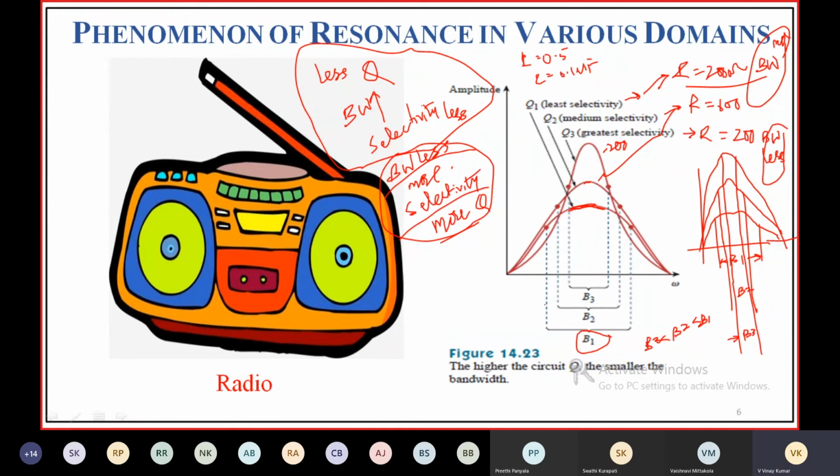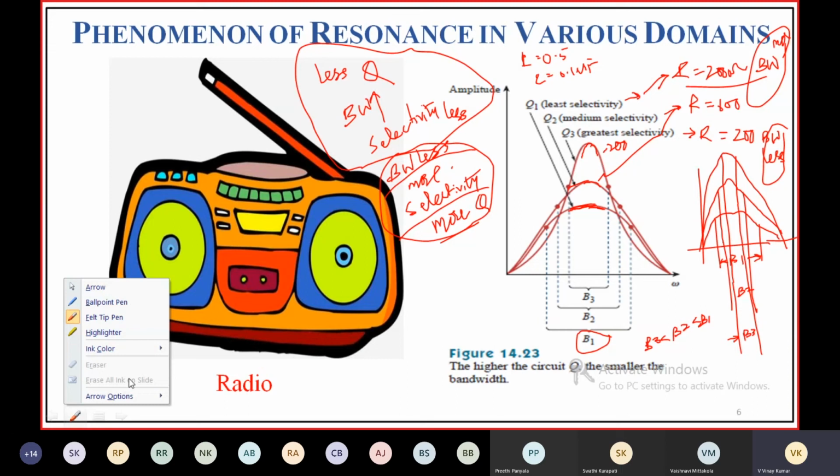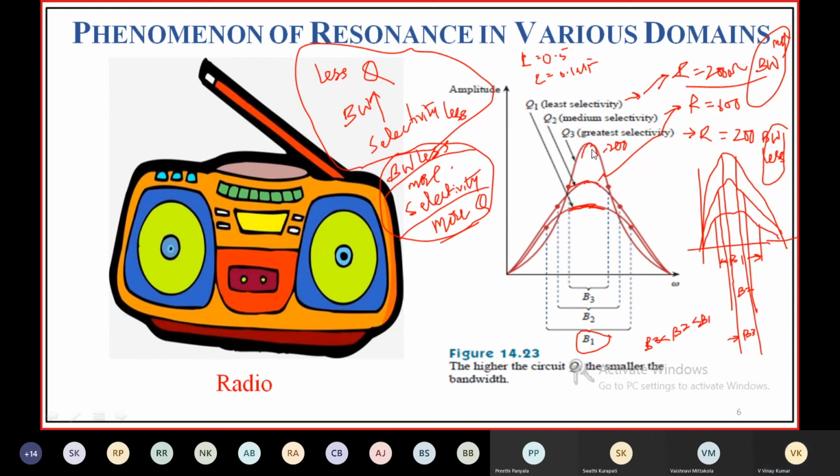Let us take a radio example. Here see, if R is equal to 2000, you're going to have a curve like this. If R is equal to 600, you're going to have this curve. You're going to have this curve when R is equal to 200 ohms. Here the curve is sharper than other curves, right? If R is less, it means Q will be more. So here see, let us come to this curve.